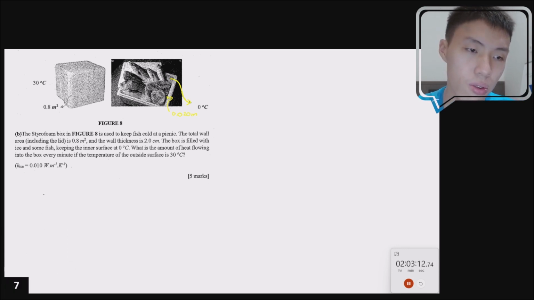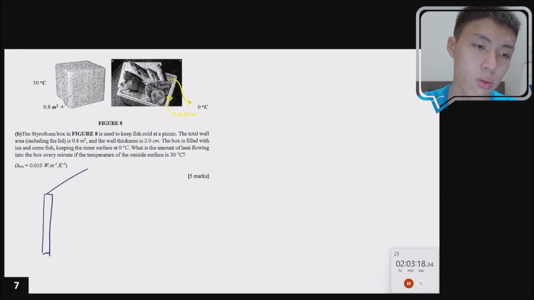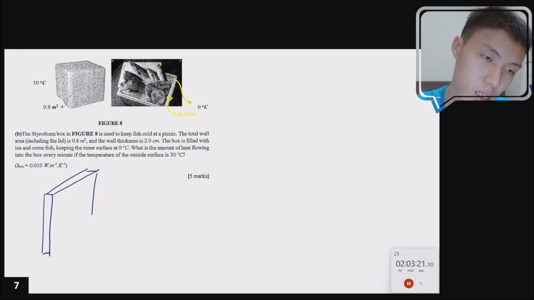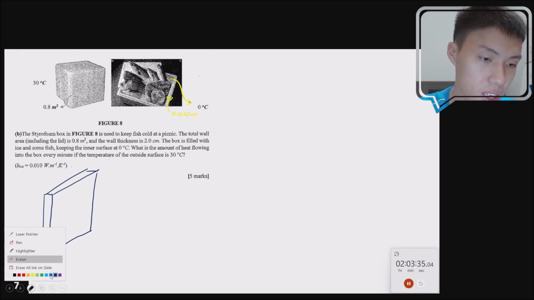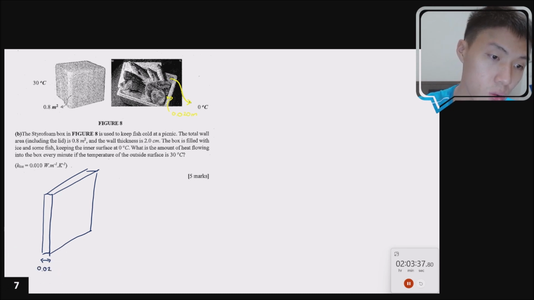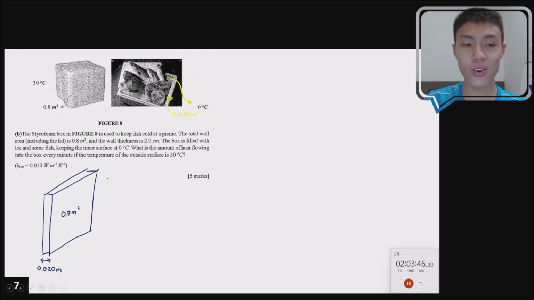To give you a rough idea, we can simplify this situation to a wall situation that we usually discuss in class. So imagine this is a wall. Sorry, what am I doing? The thickness of the wall is 2 cm, 0.020 meter. Then the area of this wall is 0.8 meters squared. Instead of drawing it as 6 different walls, let's combine into one single wall that is 0.8 meters squared.